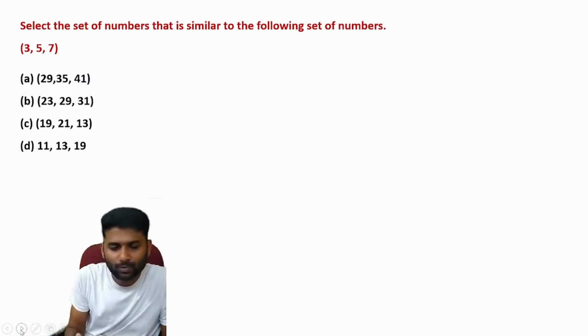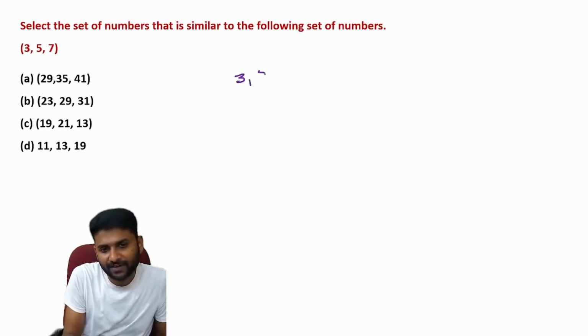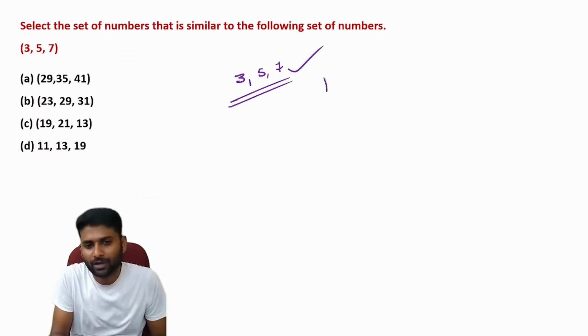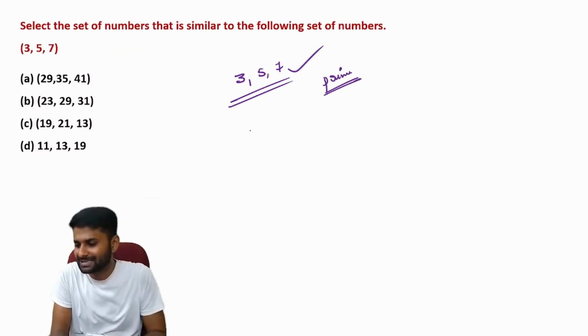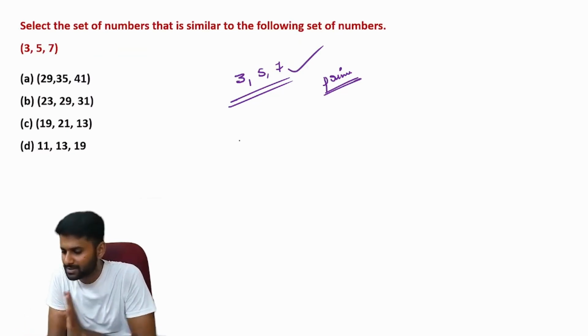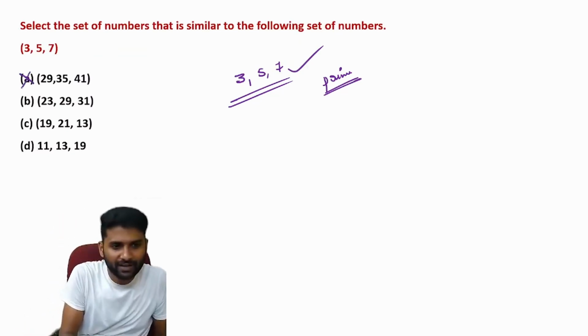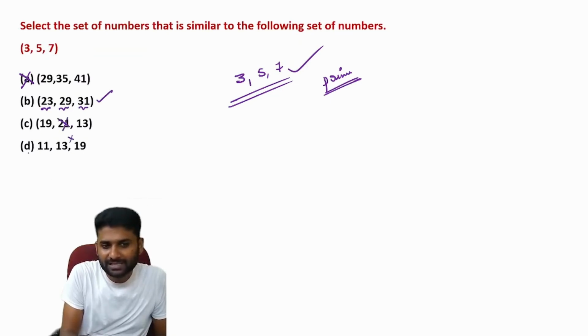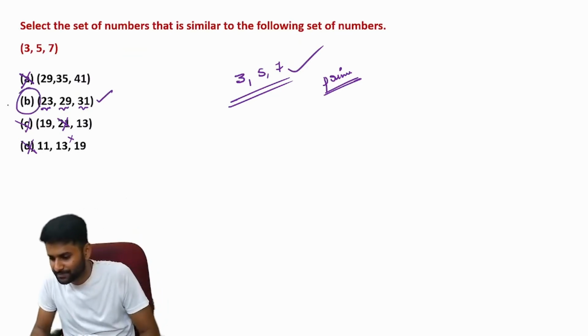Anyone? So what is the relation here between 3, 5, 7? Guys, if you observe, 3, 5, 7 are prime numbers. They belong to the prime numbers in sequence. After 3, the prime number is 5. After 5, the prime number is 7. If you observe, 35 is not a prime number. 23, 29, 31 are in the sequence of prime numbers. 21 is not a prime number, and 17 is missing here, so that is not in the sequence. If you observe that, B is the suitable answer.